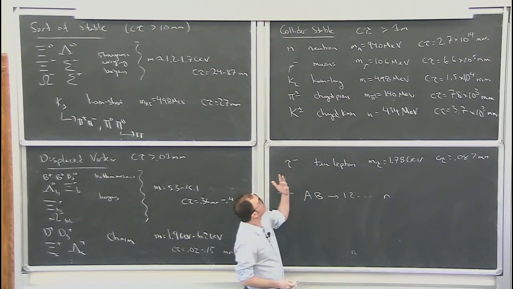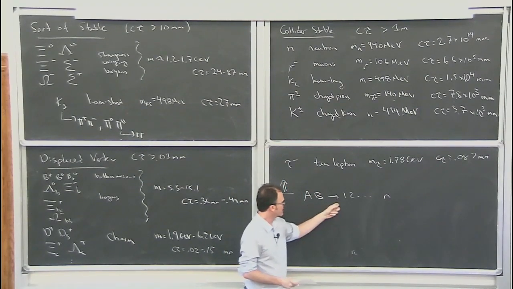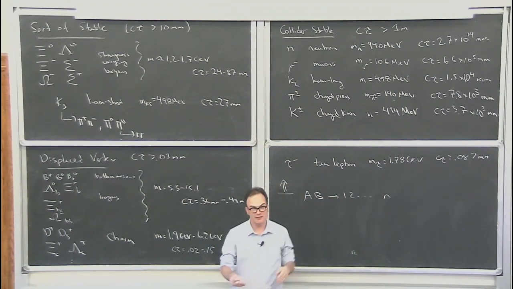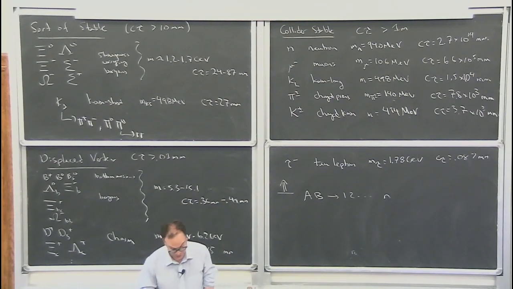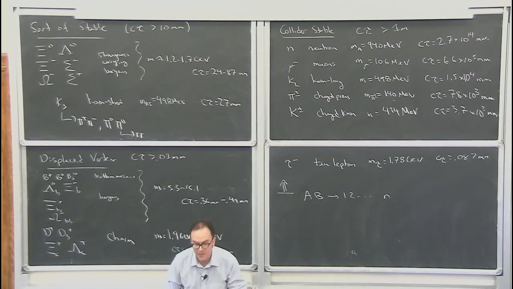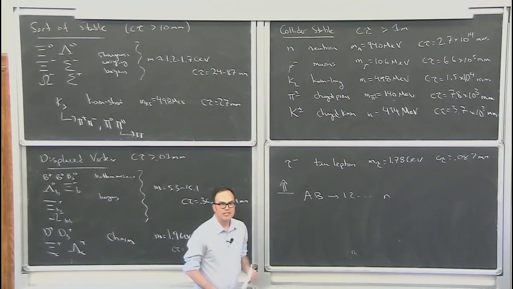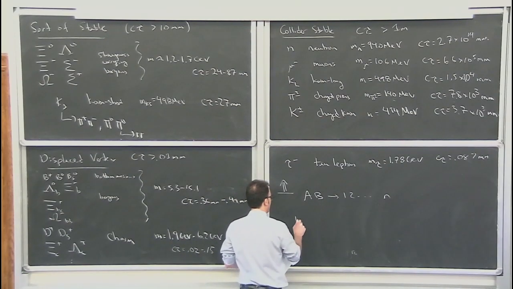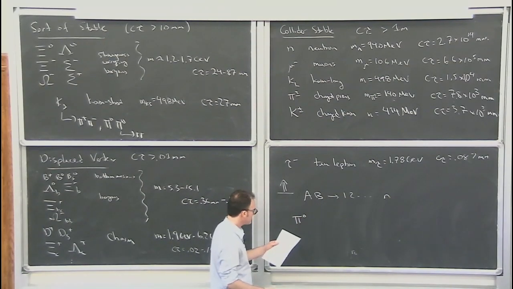The initial states are the ones I just erased, the absolutely stable ones. The final states are the cast of characters on this board. You have to figure out how you can go from one regime to another. And one state that I didn't talk about is the neutral pion.